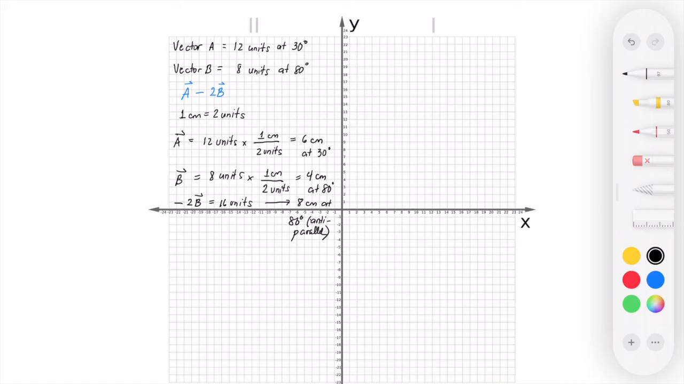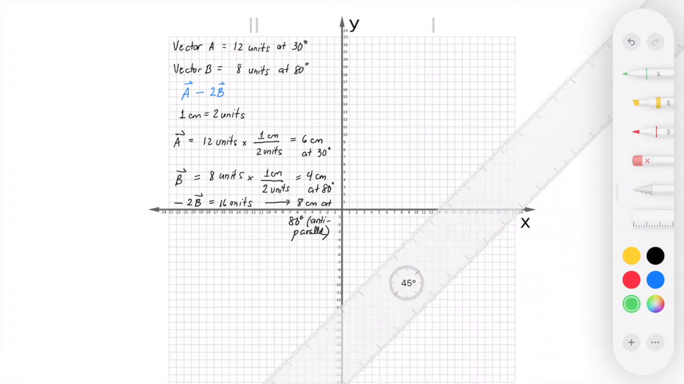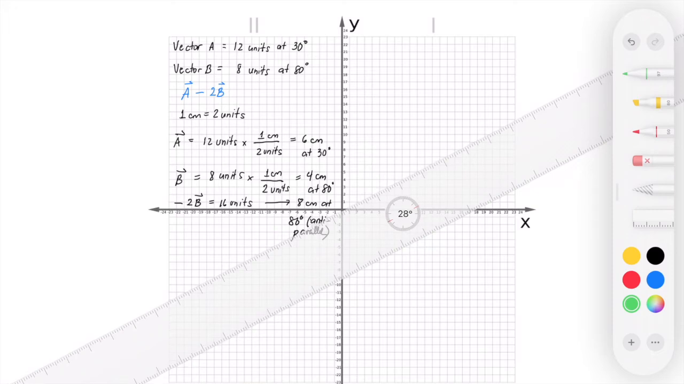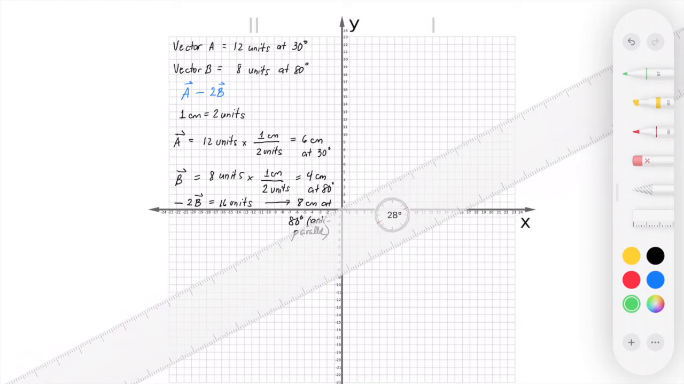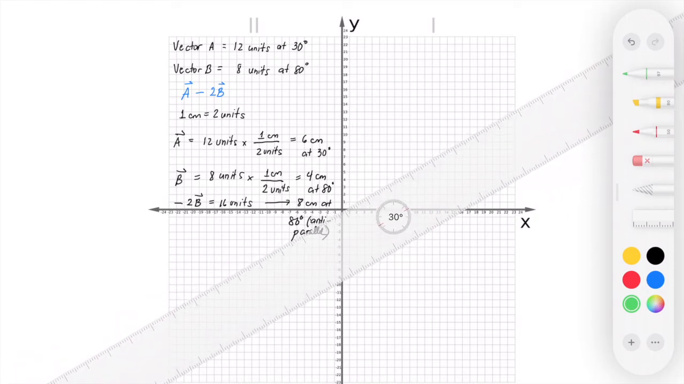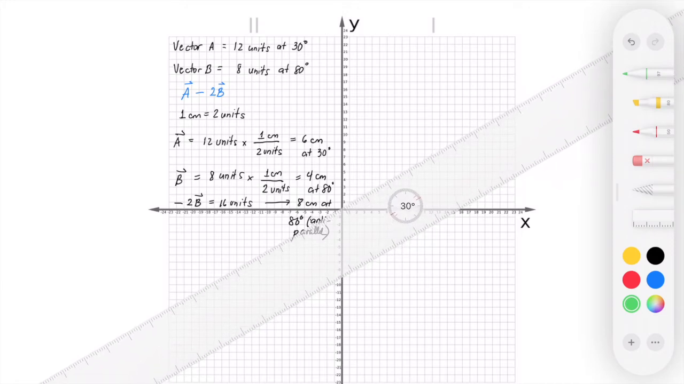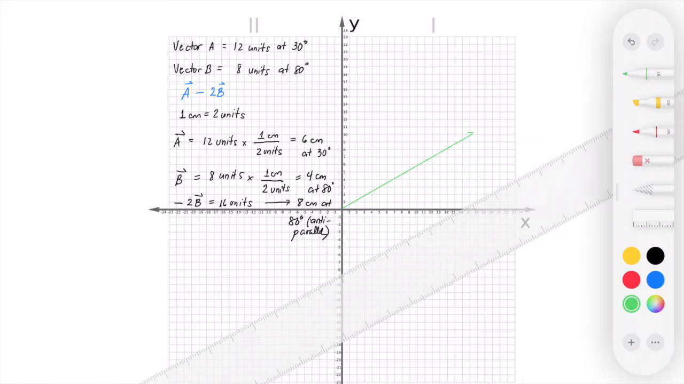Now, let's try to sketch now vector A. Again, I'll get my ruler. Vector A is 30 degrees. And then we're gonna have 6 centimeter. So we have 1, 2, 3, 4, 5, and 6. So this is the vector A.